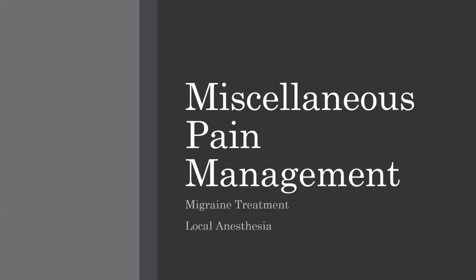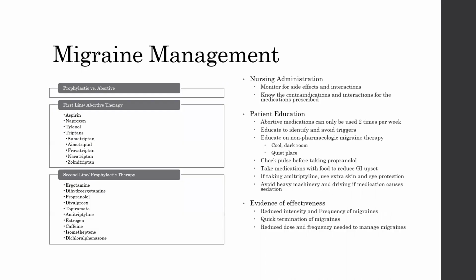And then we have miscellaneous pain management. To start, we have migraine management. And migraine management is kind of a standalone type therapy because it requires both prophylactic and abortive therapy. Prophylactic means it prevents the migraines from developing, and abortive means it stops a migraine once it starts. For our first line or abortive therapy, we can use medications such as aspirin, naproxen, Tylenol, or triptans.